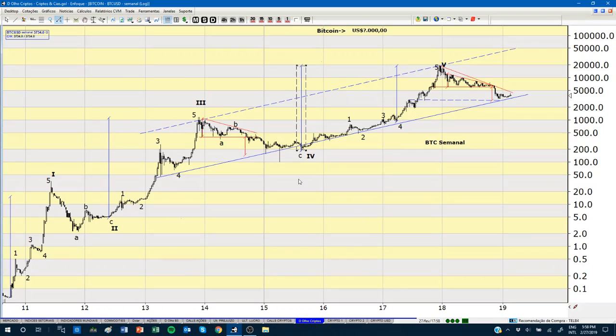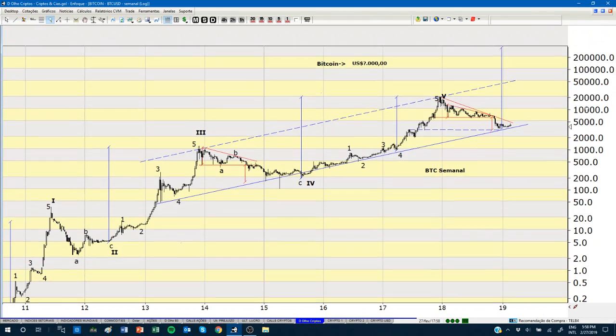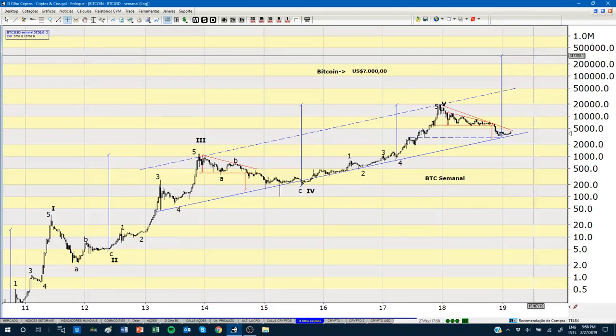So the point is that if that's how we should count Elliott waves, then the last movement was this one here. The last movement started in wave 4. So we have this movement to project forward in order to try to find an objective. And that, well, that's huge, because that takes us to $300,000. Yeah, a little over $300,000.